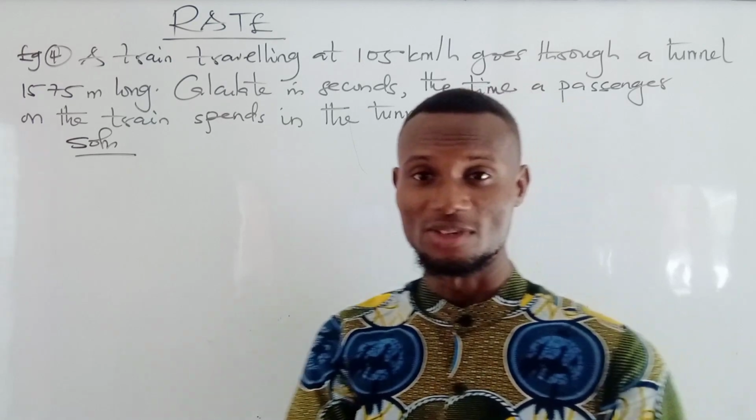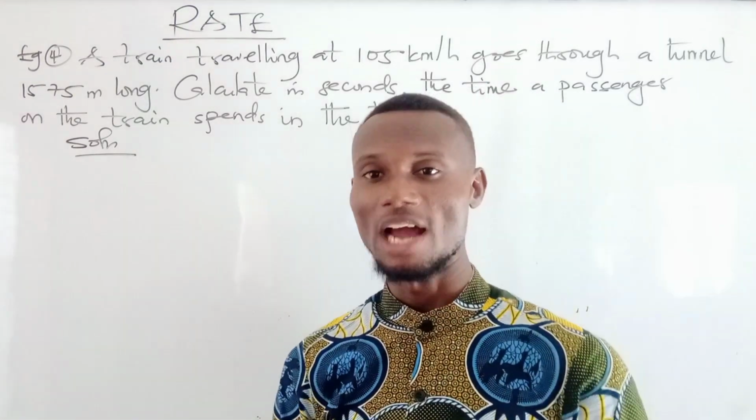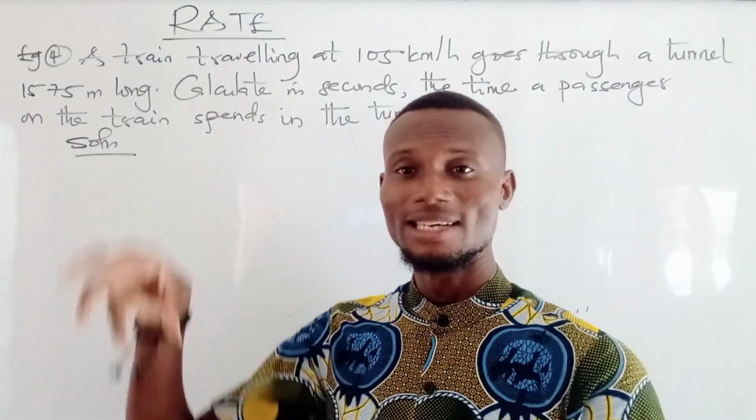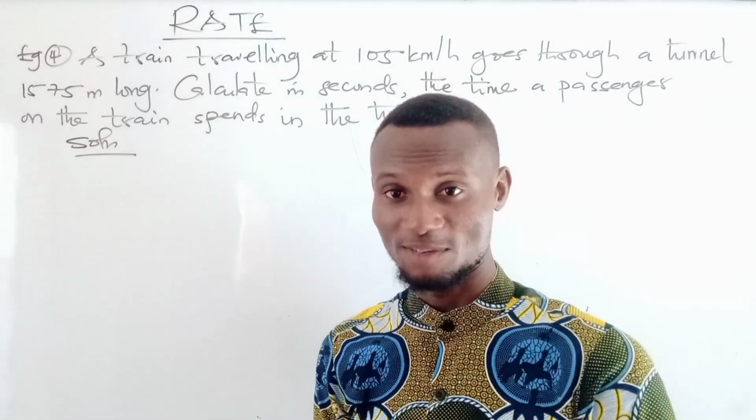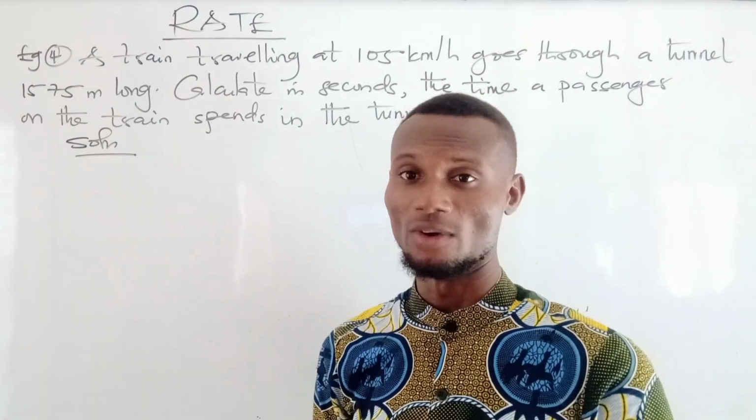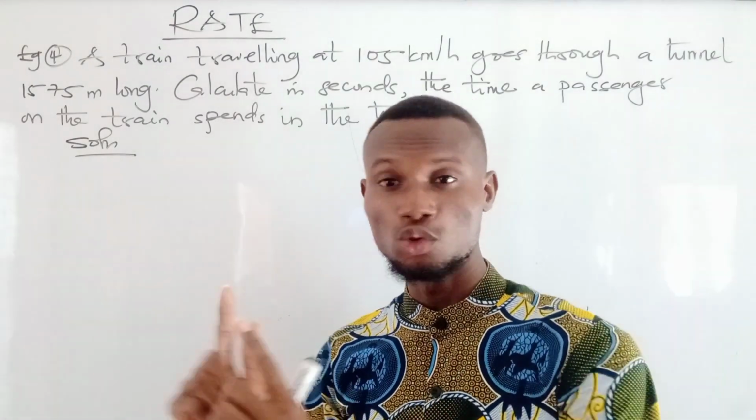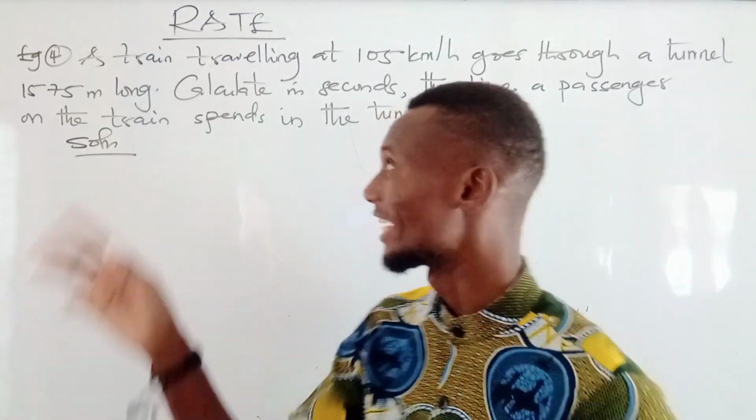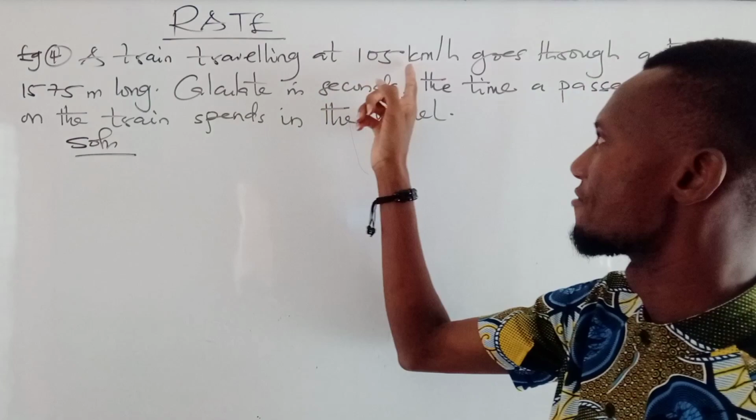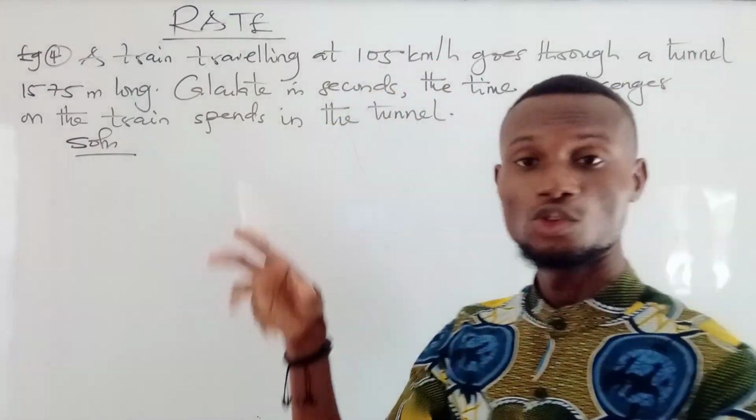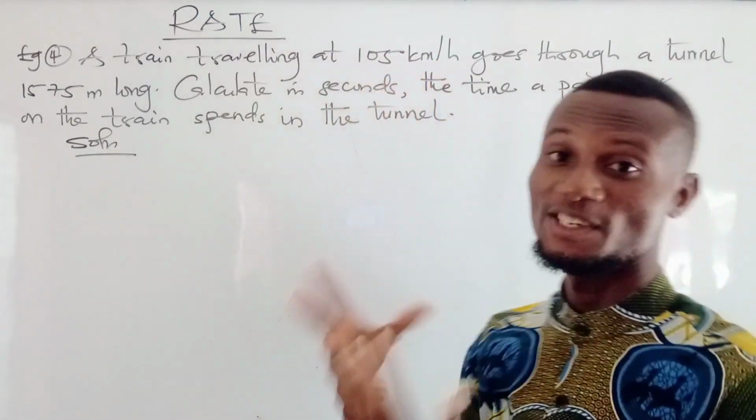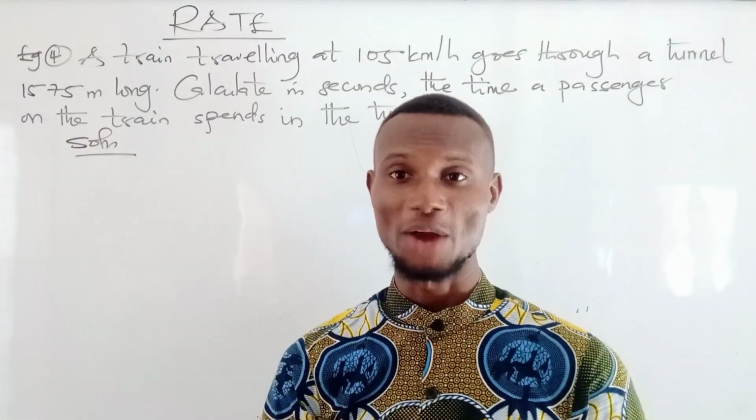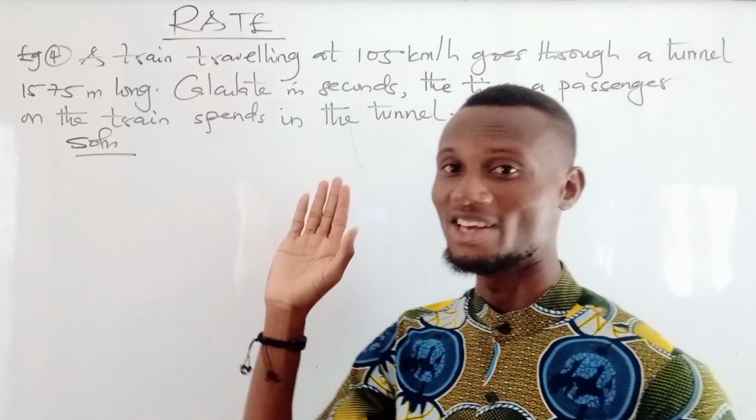Anytime you have 2 units that are combined to a particular value, that value is the speed, or the average speed under the rate. In the case of this one, we have 105 kilometers per hour, meaning that that is our speed or average speed. I hope you understand and you agree with me up to this point. So that's our speed or average speed.